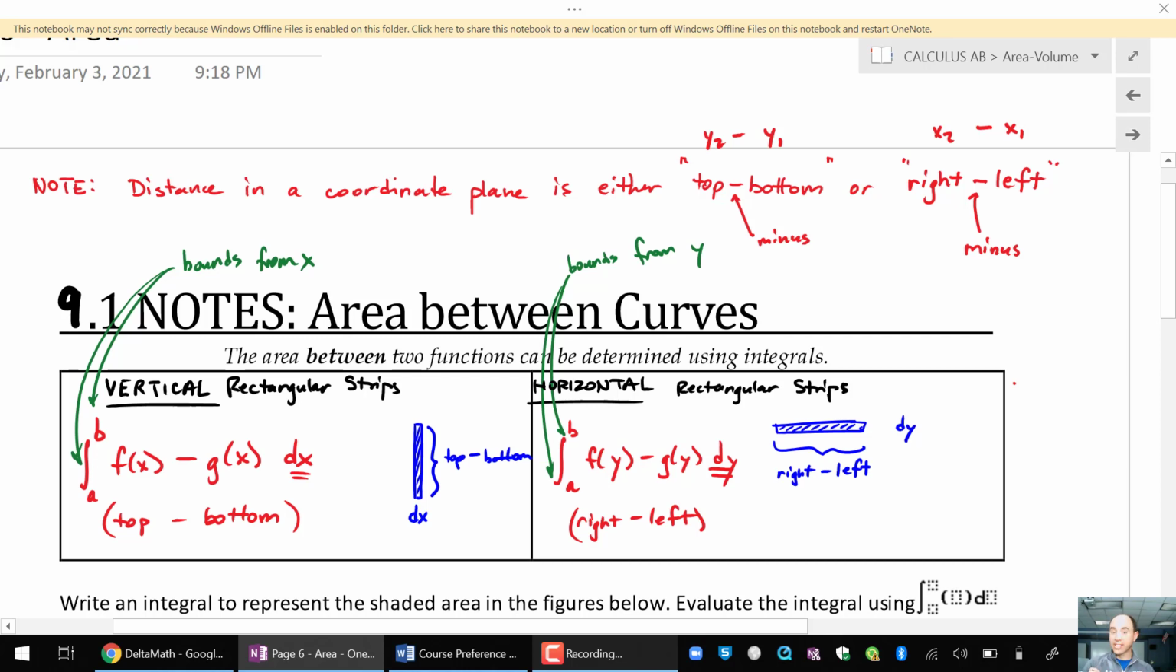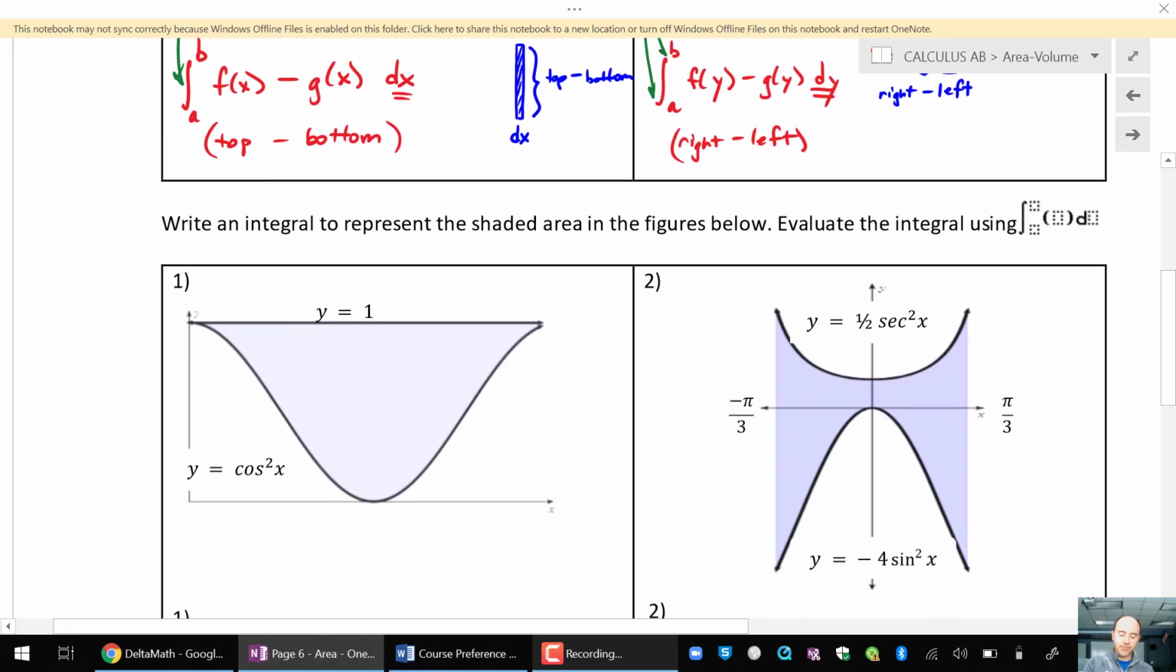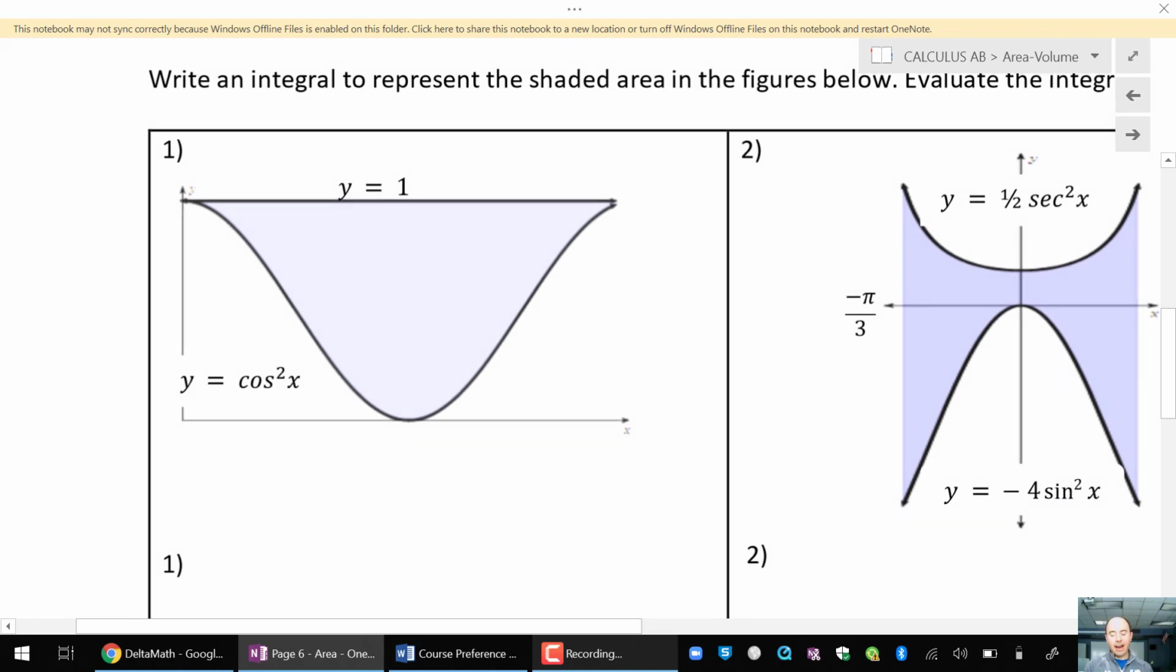That's going to become a crucial step as we build these integrals to help us find area. So here's what we're going to do. We're going to basically be presented with different regions of area to compute. Let's look at number one right here. I have a horizontal constant of just simply y equals 1, and then the bottom boundary is the function cosine squared. And the question is, well, how much area is in that figure?